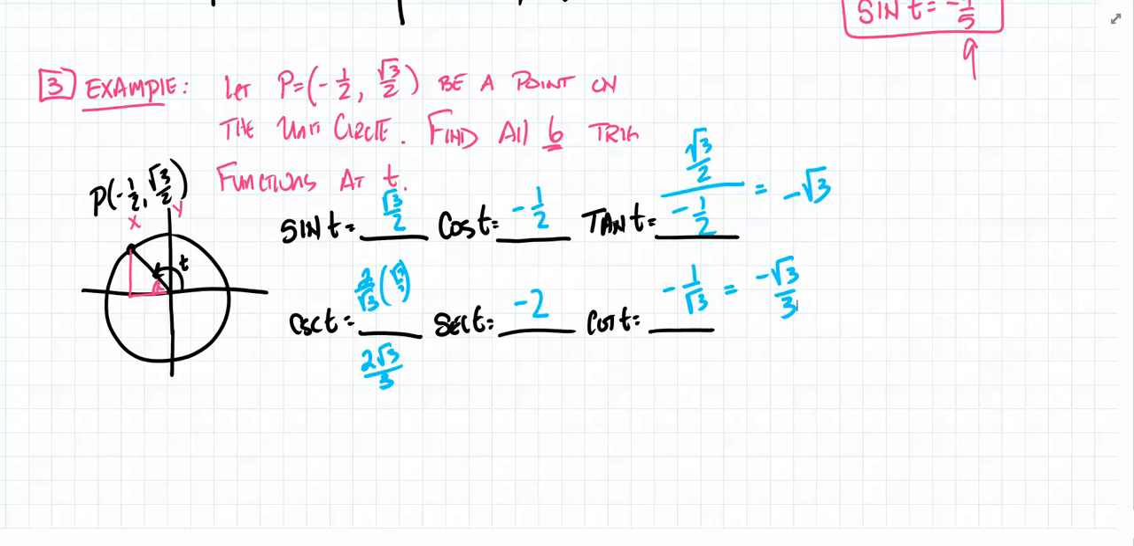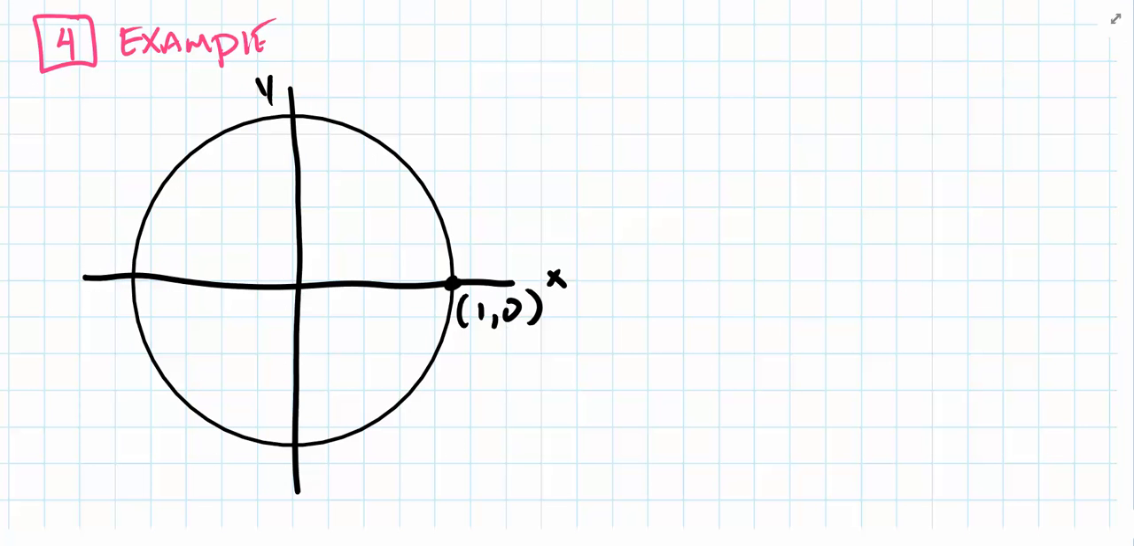Here's another example. I'm going to just give you a point P. Okay, here's point P. It's going to be on the unit circle. I'm not going to tell you the coordinates. This is x, this is y. You have to figure it out.